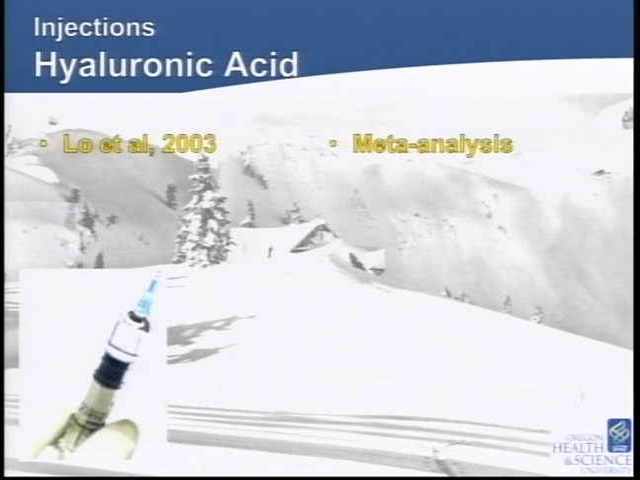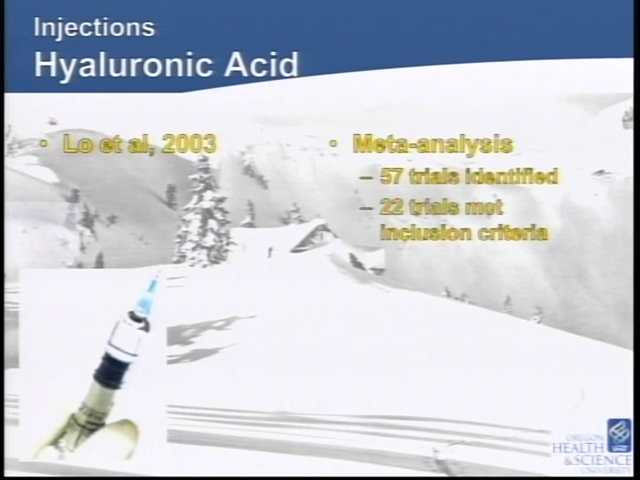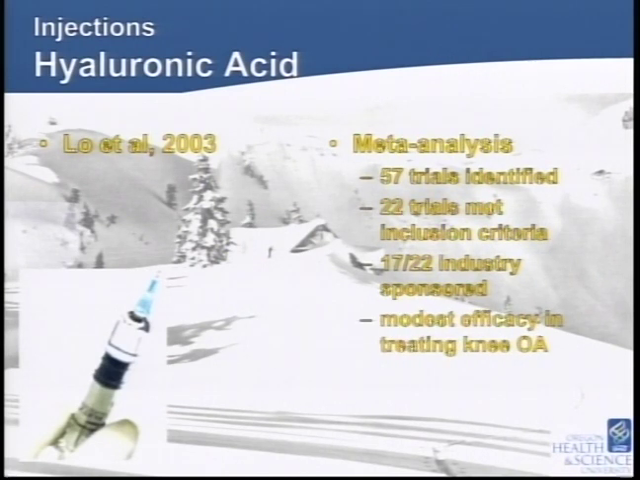And we know from some large studies that it can be efficacious. This was a nice meta-analysis of 57 trials that they looked at in 2003. Of those 57 trials of knee arthritis with high hyaluronic acid, 22 met their inclusion criteria. 17 of the 22 were industry sponsored, so we have to kind of look at that. And it showed that there was a modest efficacy in treating knee osteoarthritis.